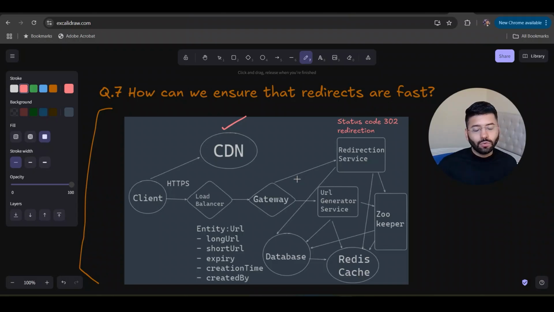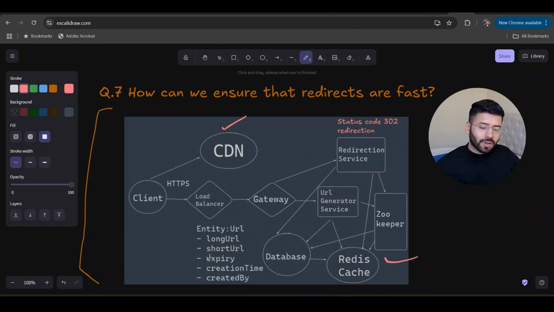All the requests would be handled by the nearest available CDN, and it would be really helpful because first, it would reduce the load on the servers, your system, your database, everything. Another thing is that it is quite fast, so you will get the response in very low latency. So apart from CDN, another thing would be the use of Redis cache.